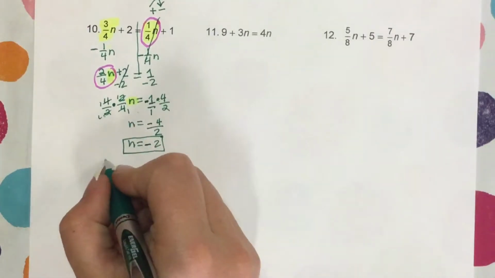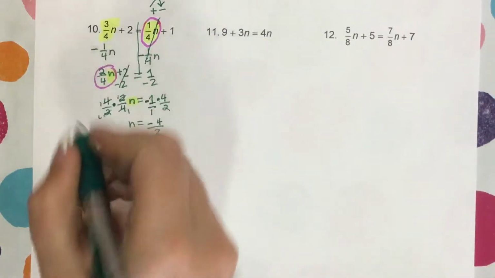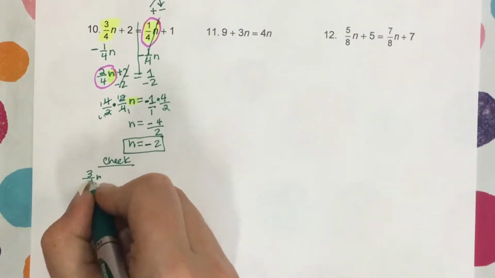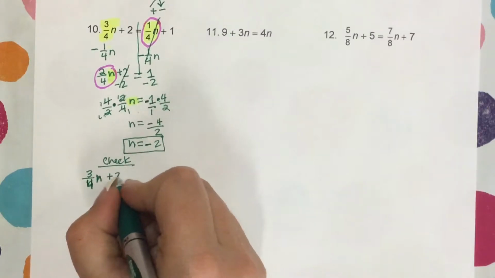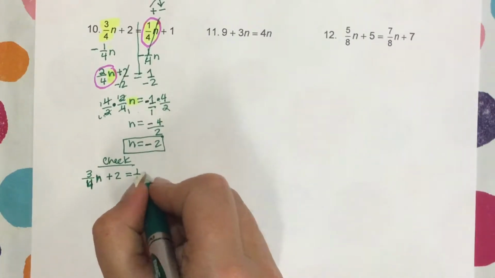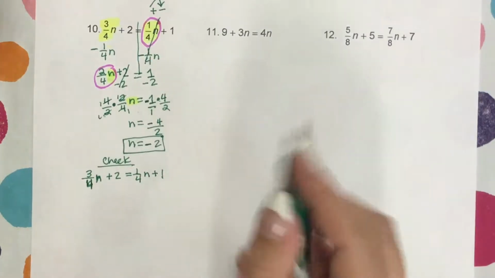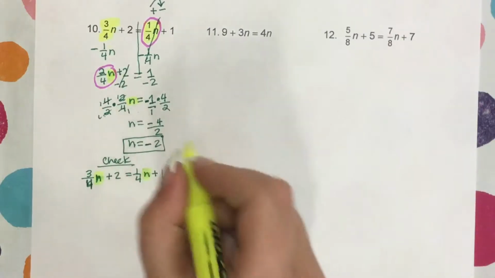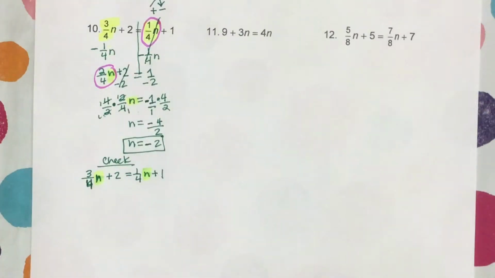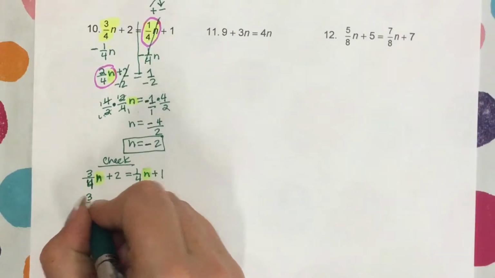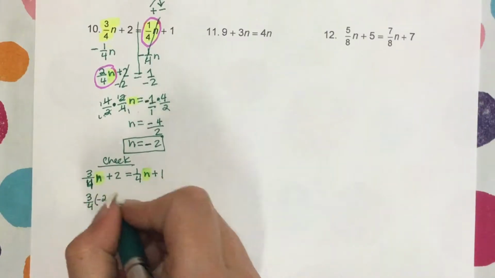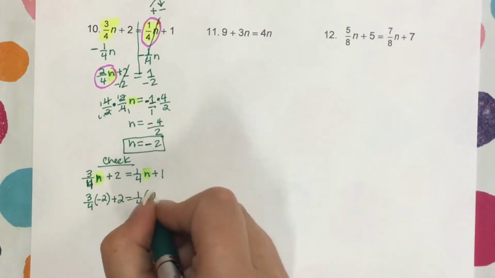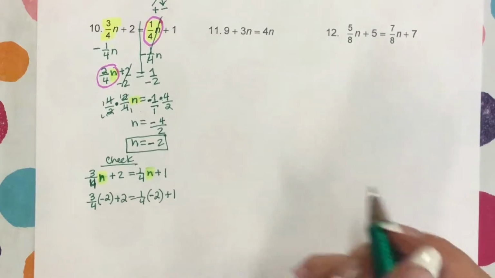So I'm going to write the word check. I'm going to rewrite the original equation, which is 3/4 n plus 2 equals 1/4 n plus 1. Now I'm just going to substitute n, negative 2, wherever I see an n, which is in two different locations. So I have 3/4, and then I'm putting in negative 2 here, plus 2 equals 1/4 times negative 2 here, plus 1.